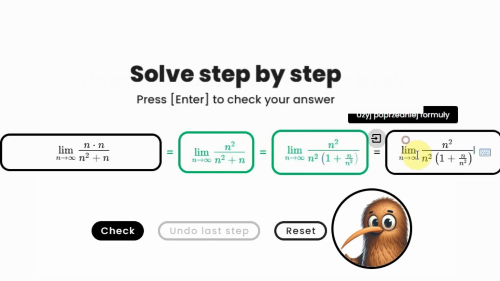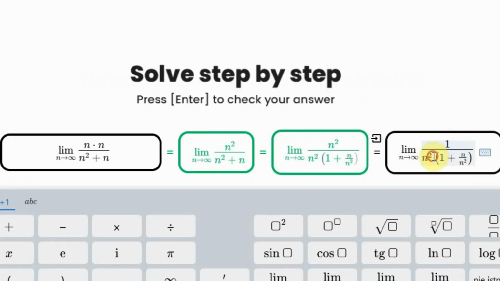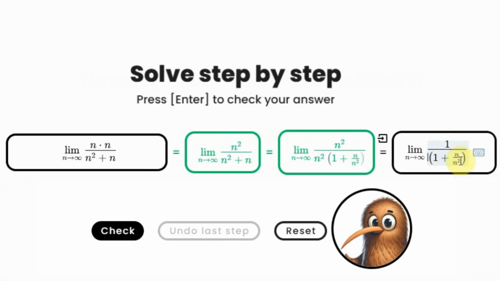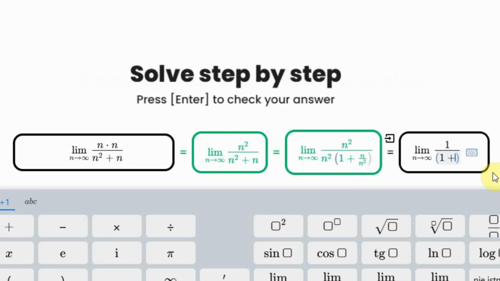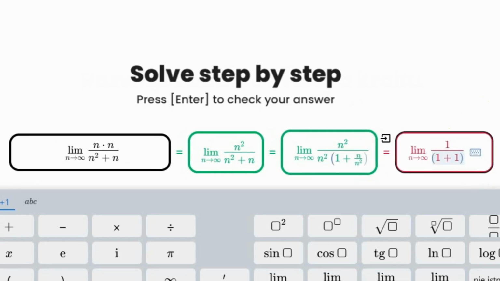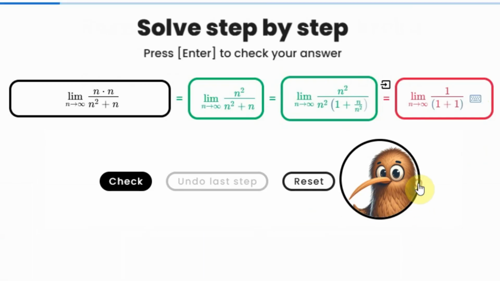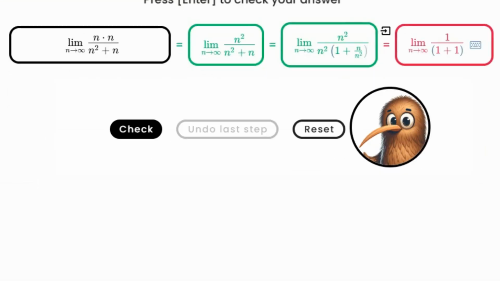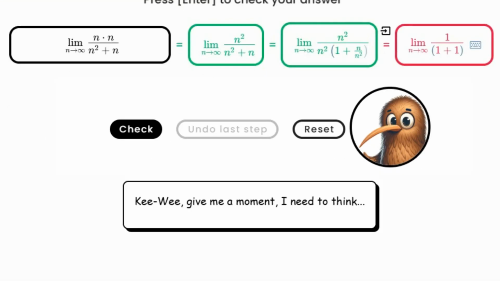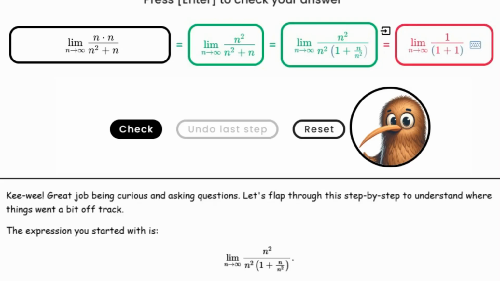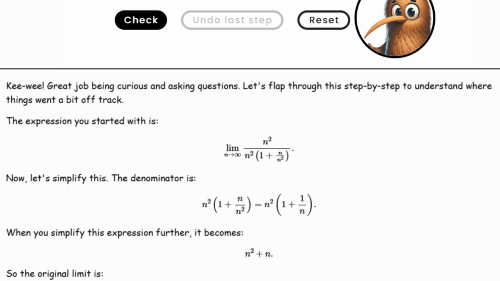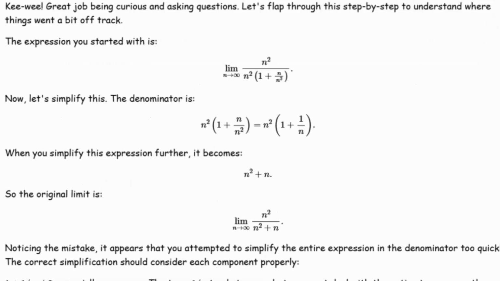I'll make a mistake for fun, okay? So I'll simplify. Instead of 1 over n, I'll simplify it to 1, making a mistake in the process, but let's give Kiwi a chance to shine. He's bored. Try slowly, try again, or let me help. Help me, Kiwi. Where did I make a mistake? Give me a moment, I need to think. Think, old man, think, no problem. So Kiwi told us here how it should be 1 plus 1 over n, not 1 over 1 plus 1.